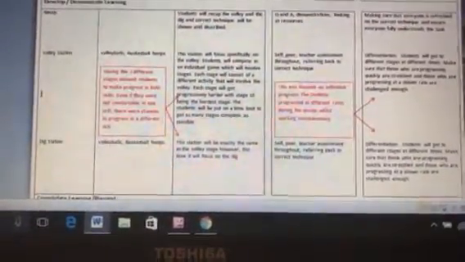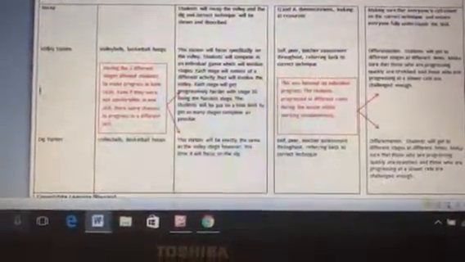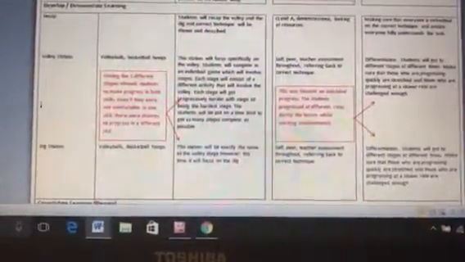This is also very individually focused, which meant that students were progressing at different rates. However, they were both performing the same skill side by side, but they might be at different stages during the skill.